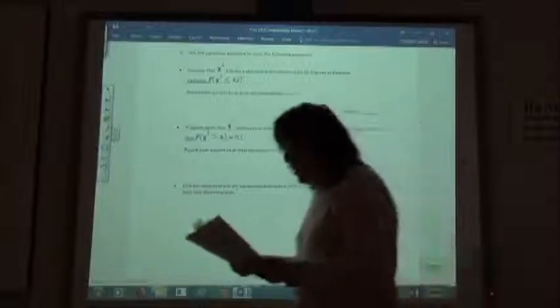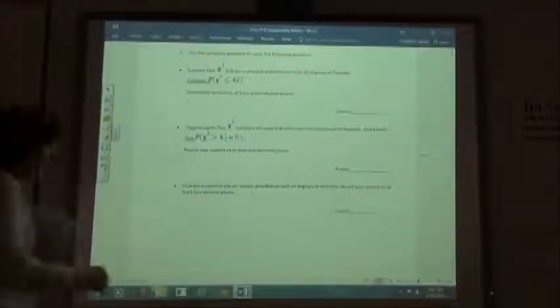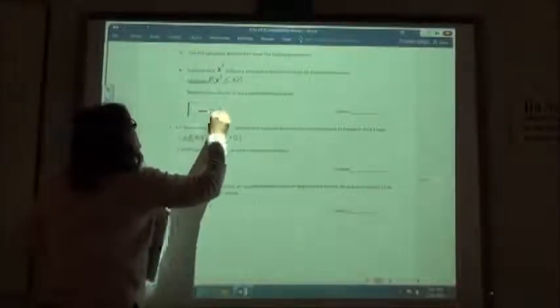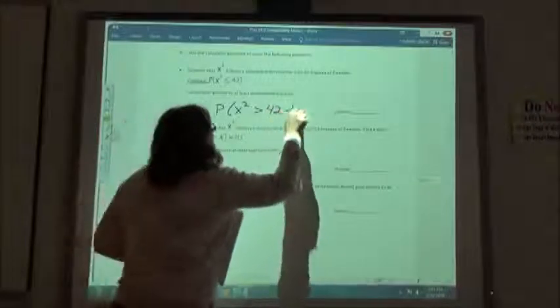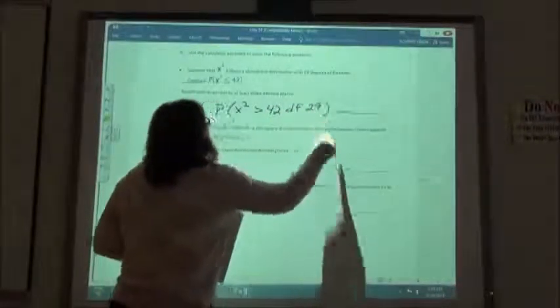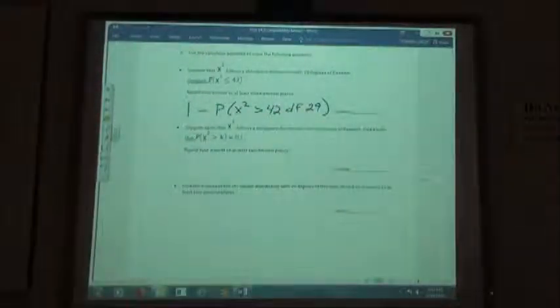Number 9, going to be the same kind of thing. Notice this one has a less than. When it has a less than, what do we have to do? 1 minus. So 1 minus P of chi squared is greater than 42 with the degree of freedom, this time being 29. The calculator does the greater than, so if we have a less than, we have to do 1 minus that answer. 1 is 100%.